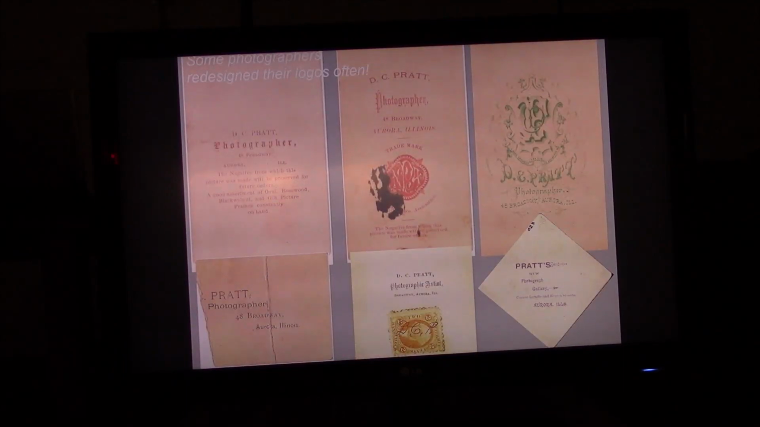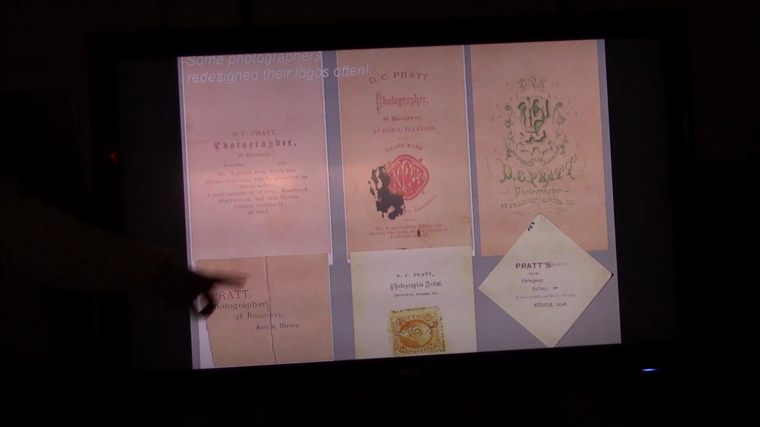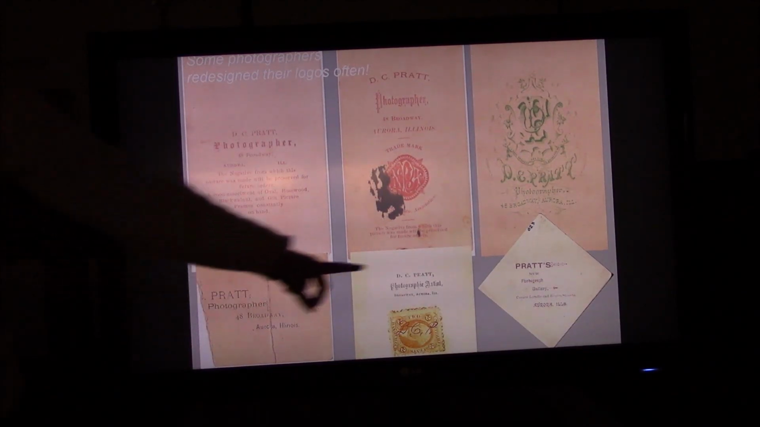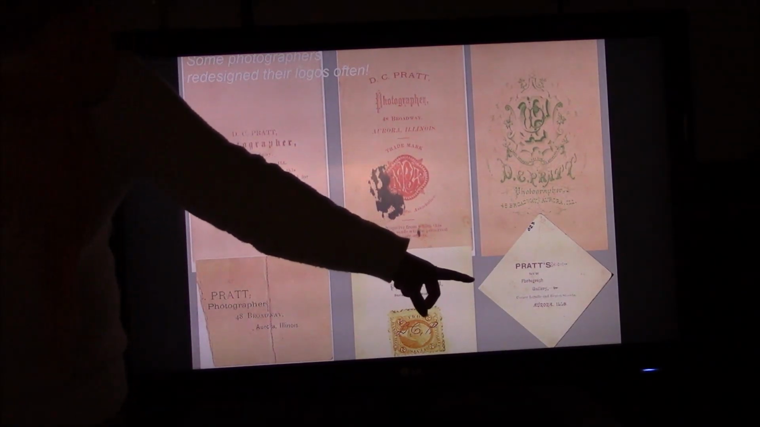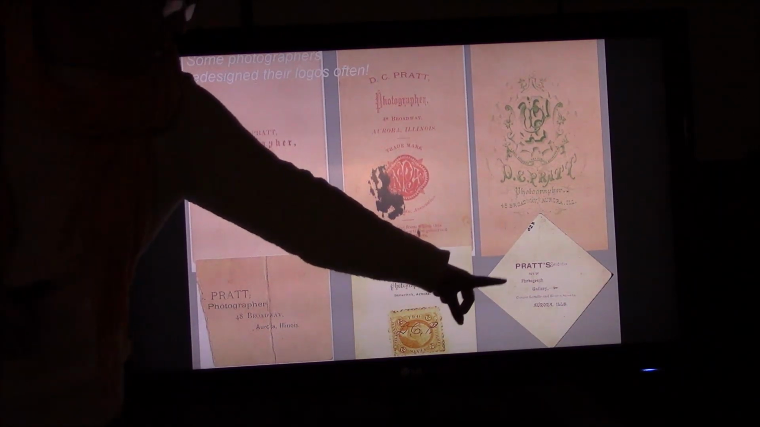Now what happens if you have a photographer that was in business for almost 50 years? How on earth did you possibly figure out what era your particular photo was taken? You're following the type of photography mark. You remember what I said about these being specific to the 1890s? Right? So I'm working backwards.